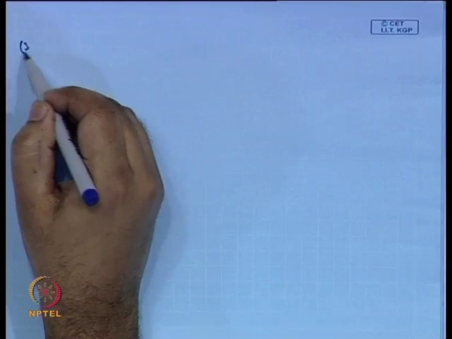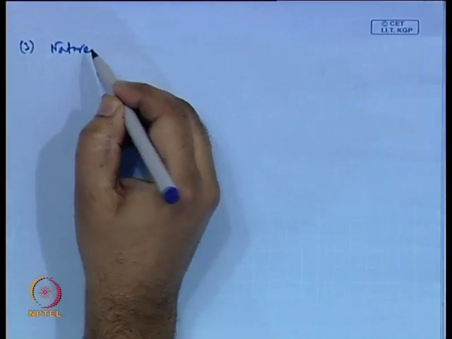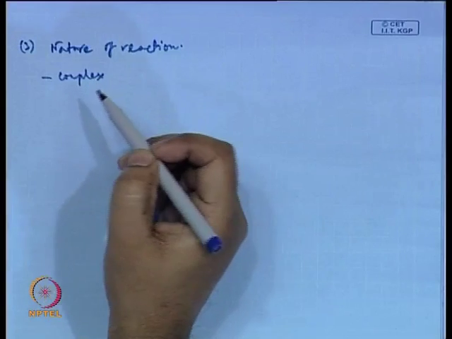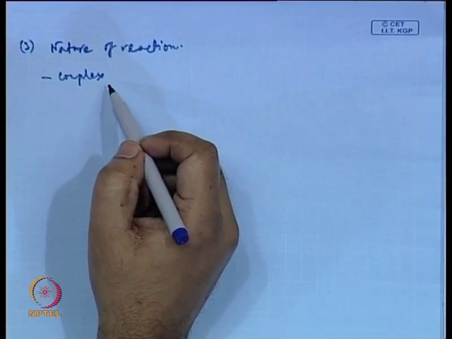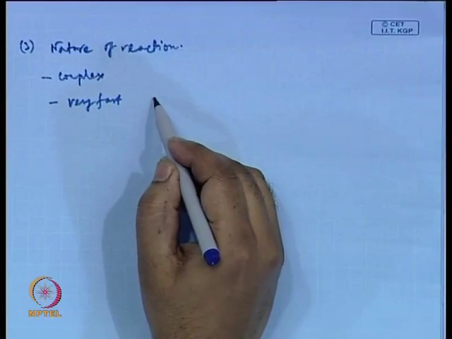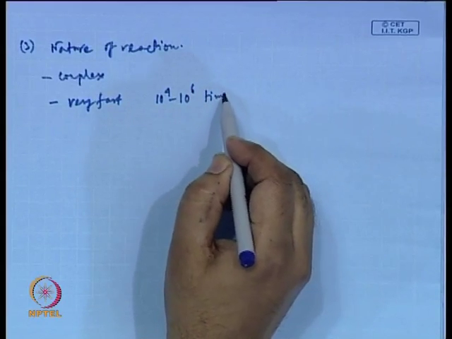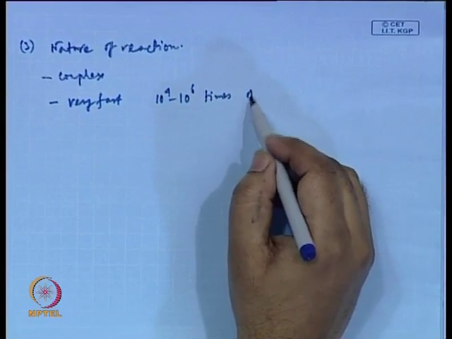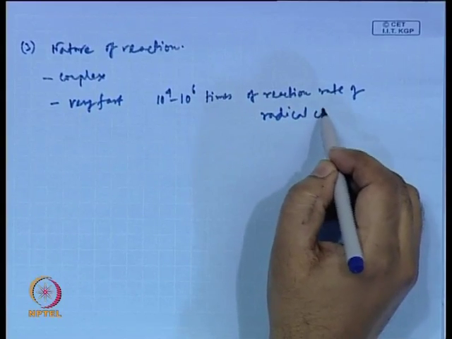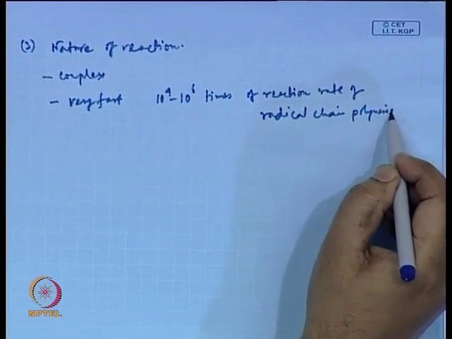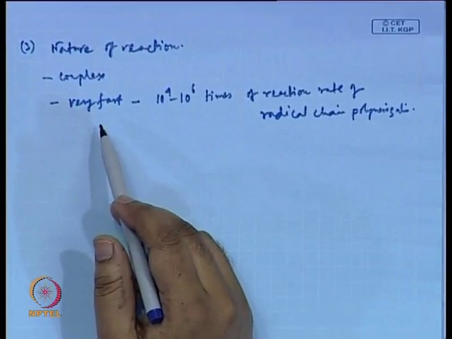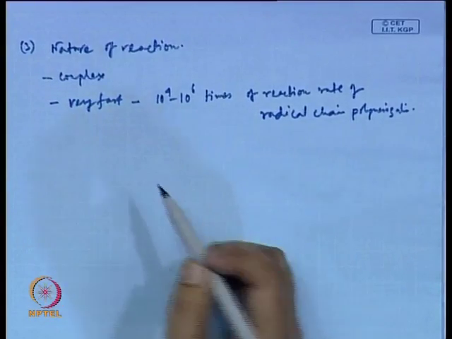So, the third characteristic we can talk about is the nature of the reaction. These are complex reactions, as we will find out from further discussion, and they are very fast. They are about 10 to the power 4 to 10 to the power 6 times the reaction rate of radical chain polymerization. So, they are very fast, and this fast nature is due to the accumulation of these active centers.